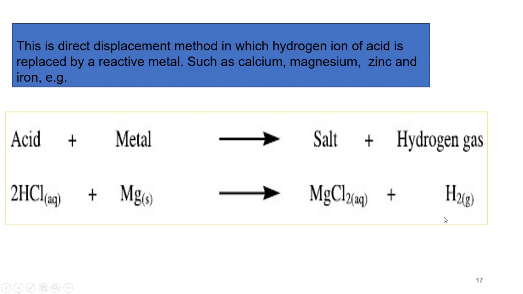So in the direct displacement method, acid reacts with the metal, in which hydrogen ions of the acid are replaced by the reactive metal, and a salt is formed. This salt is a soluble salt, formed with the evolution of hydrogen gas. So this was the first method by which we can prepare a soluble salt, that is, the reaction of an acid with a metal.